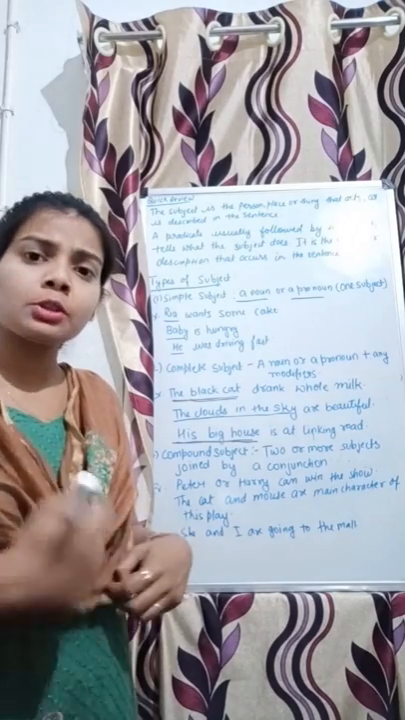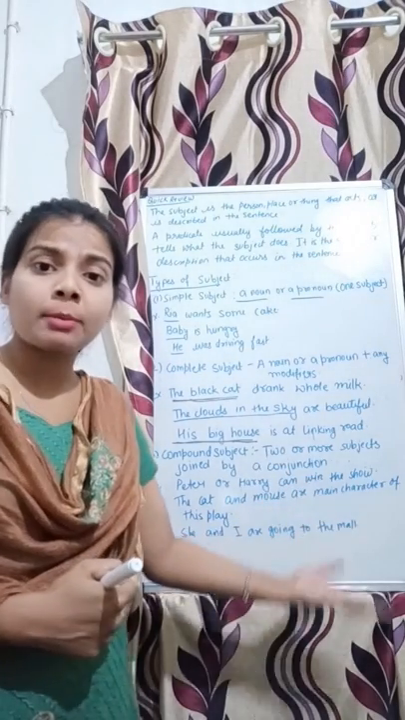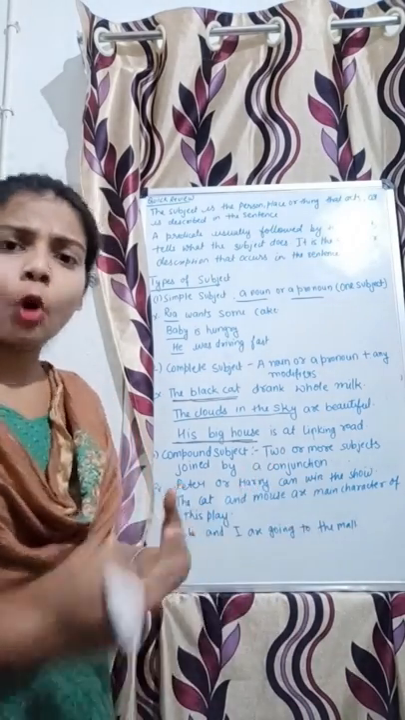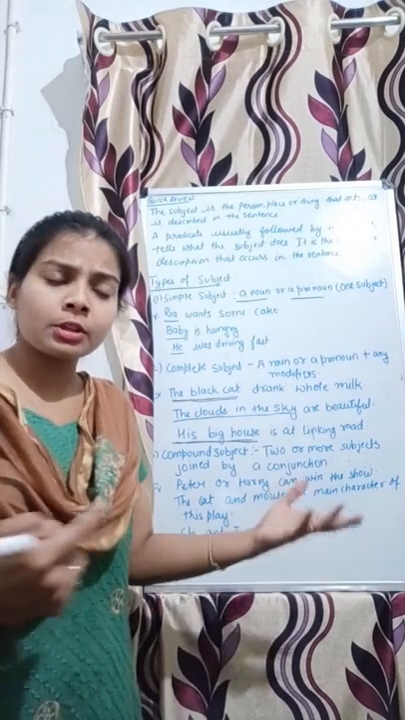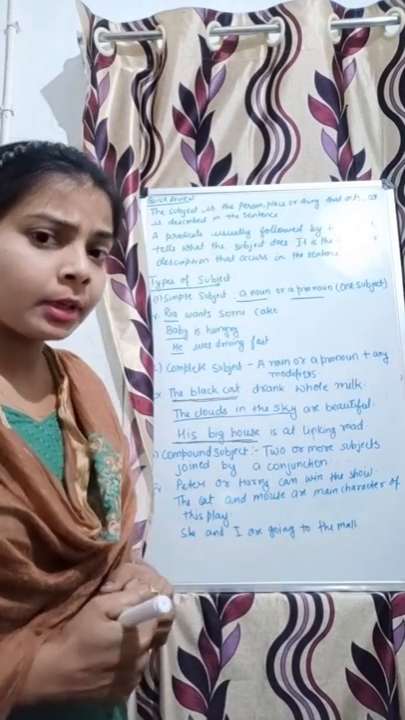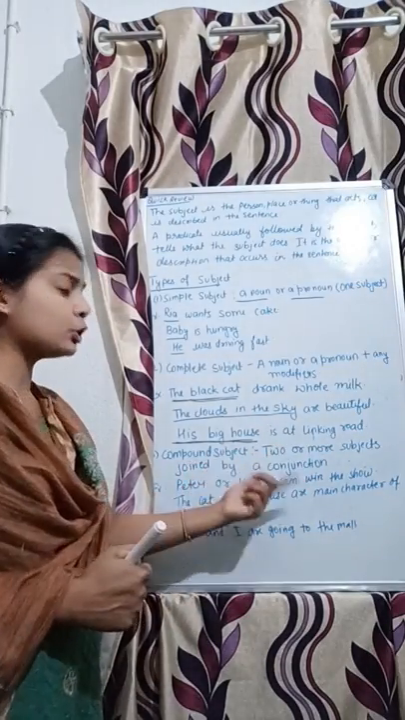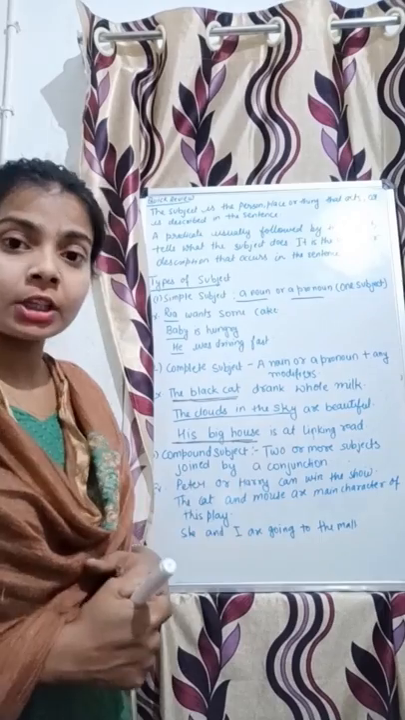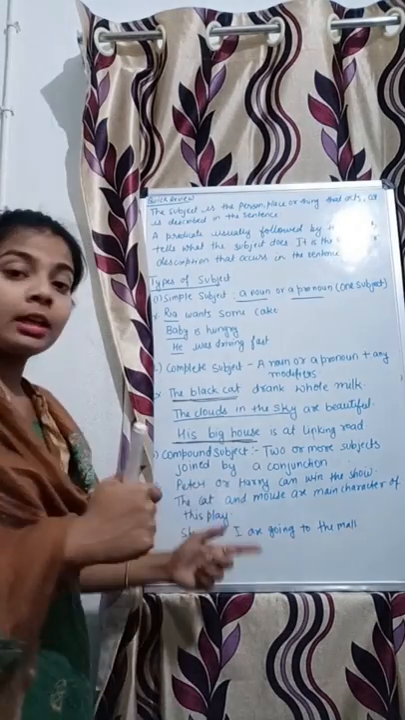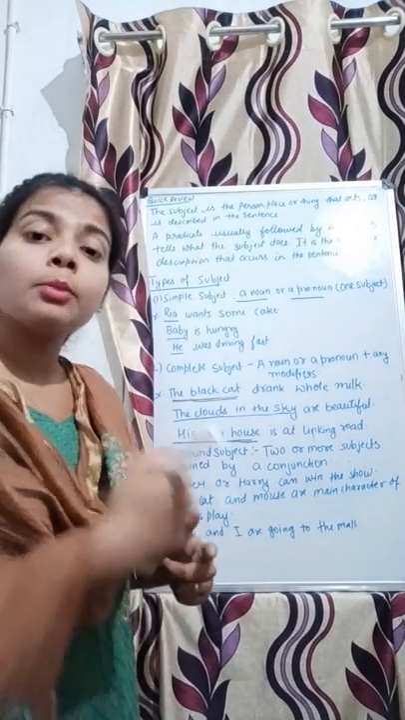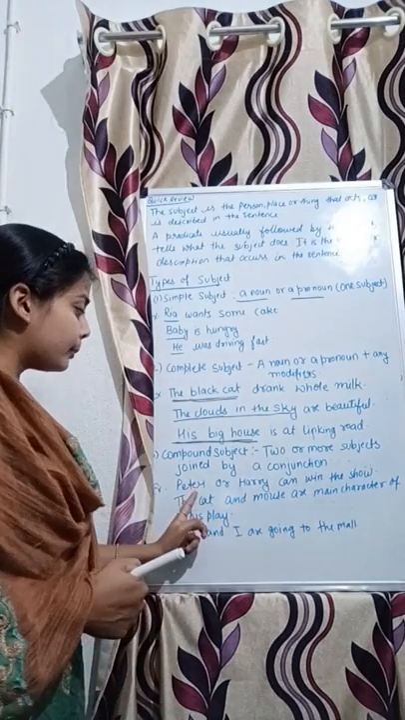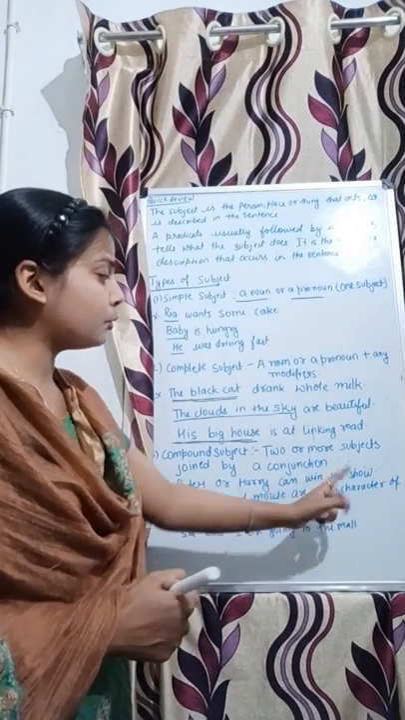In a further chapter you will come to know more about conjunctions like and, or, but. All these words come under the head of conjunction. So when two or more subjects are joined by any conjunction, when in a sentence there are two or more subjects, for example, Peter or Harry can win the show.